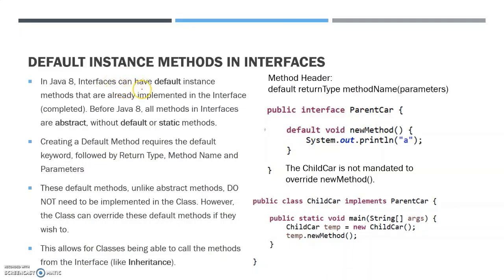In Java 8, interfaces have default instance methods that are already implemented in the interface, which means that they have a completed method body. Creating a default method requires a default keyword followed by the return type, method name, and parameters. These default methods, unlike abstract methods, do not need to be implemented in the class. However, the class can override these default methods if it wishes to. This allows classes to call the methods from the interface like inheritance. For example, in this scenario here, the child card does not need to implement the new method. Rather, it can simply call it from the interface.